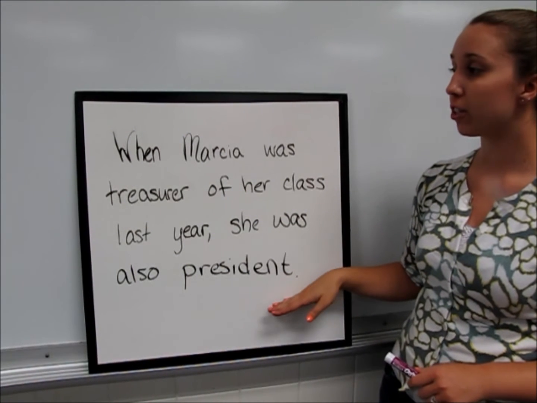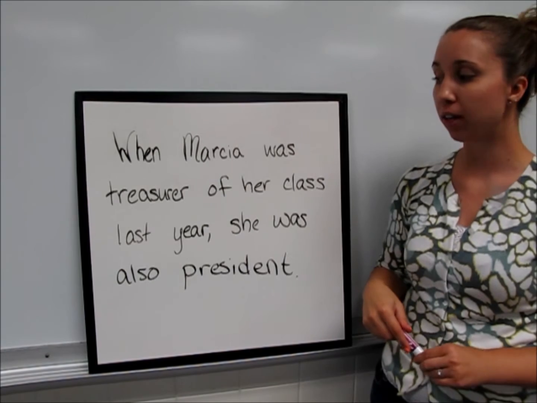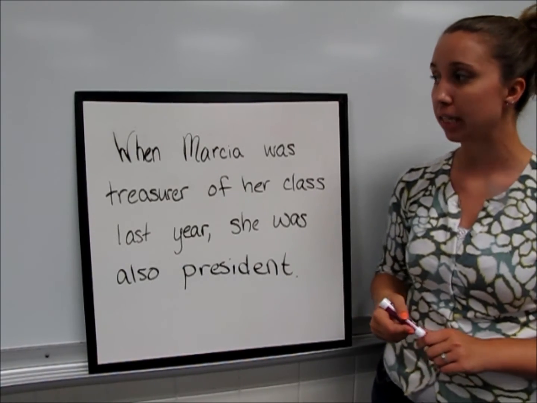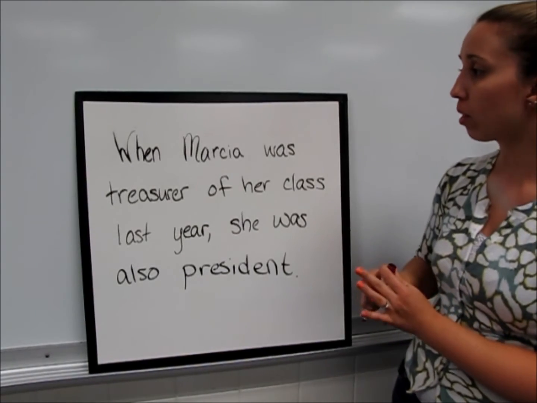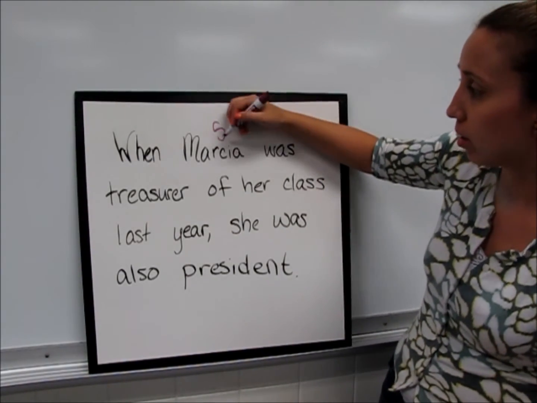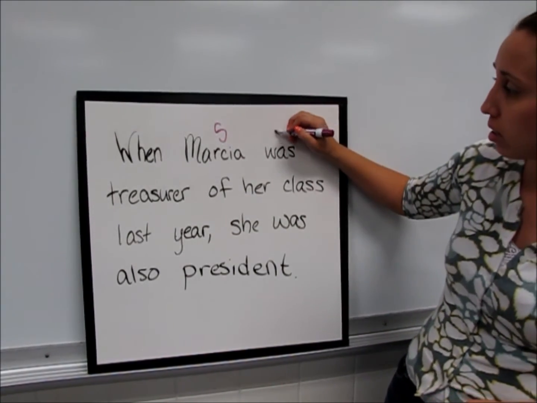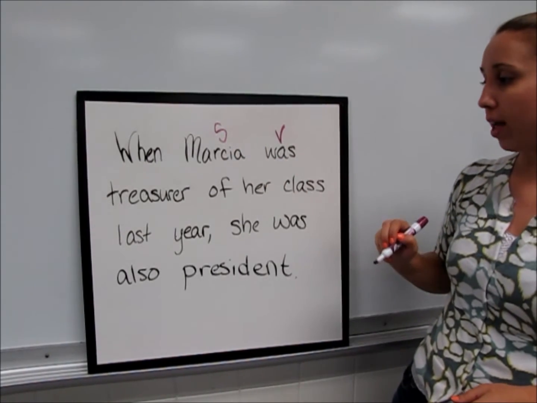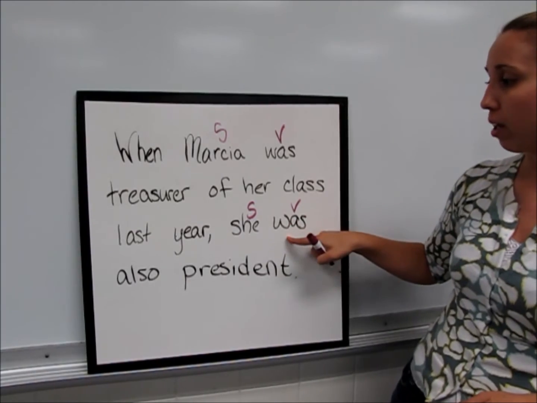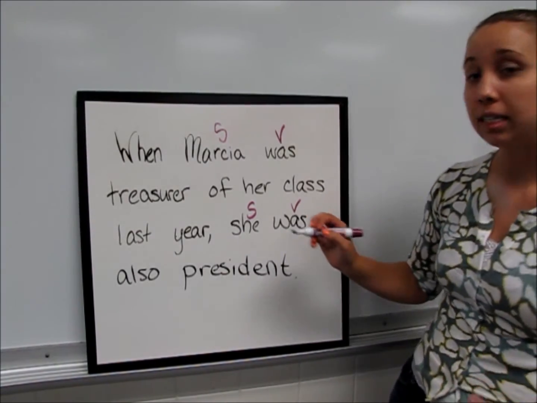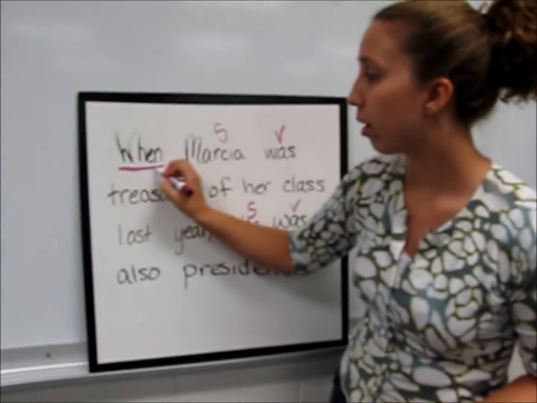Alright class, our first sentence is: when Marcia was treasurer of her class last year, she was also president. So the first thing we want to do is find all the subjects and verbs. So here I have a noun, Marcia, or subject. So Marcia was. Then down here I have another subject verb, she was. You need to pay attention to those adverbs like when.